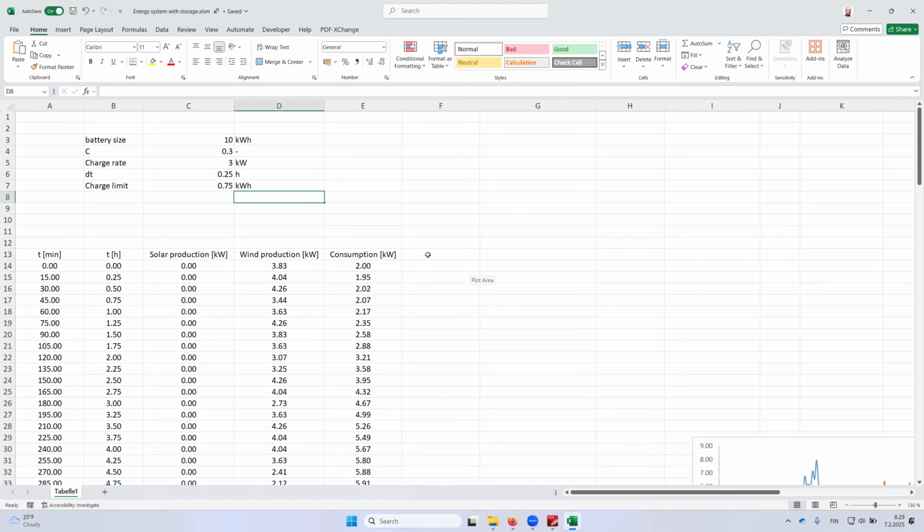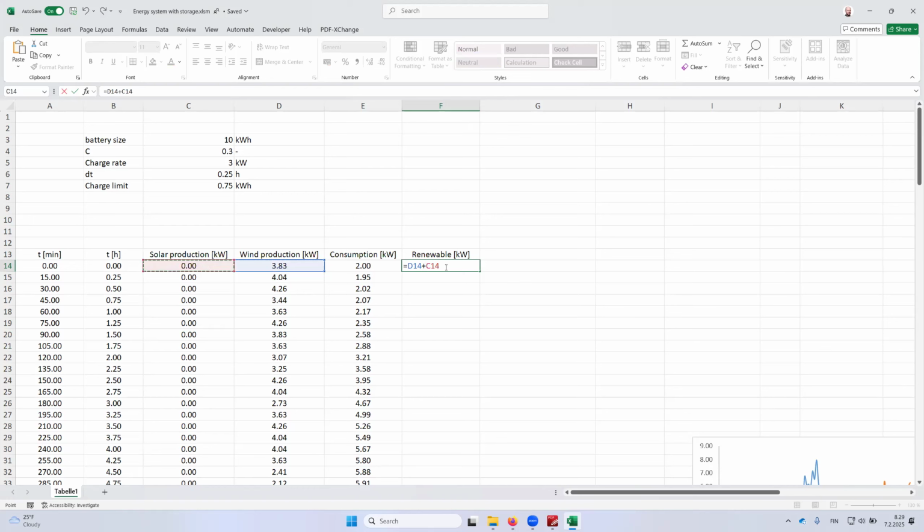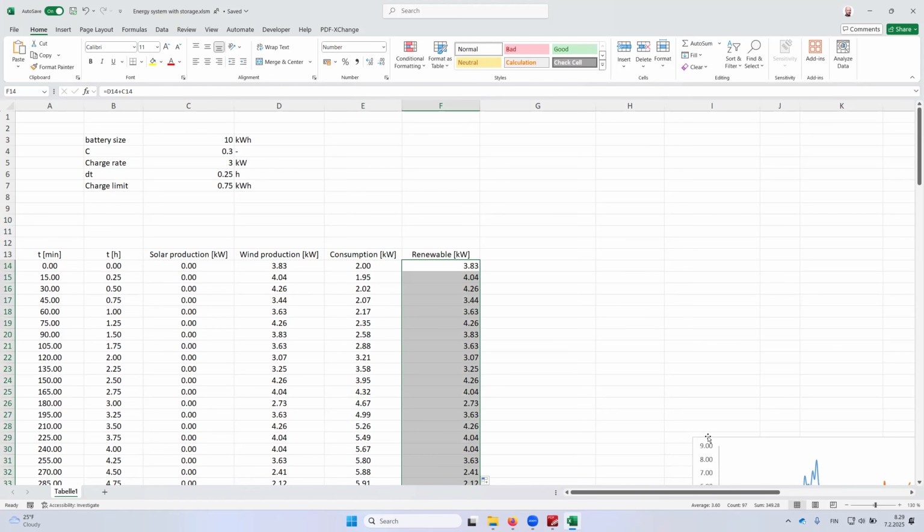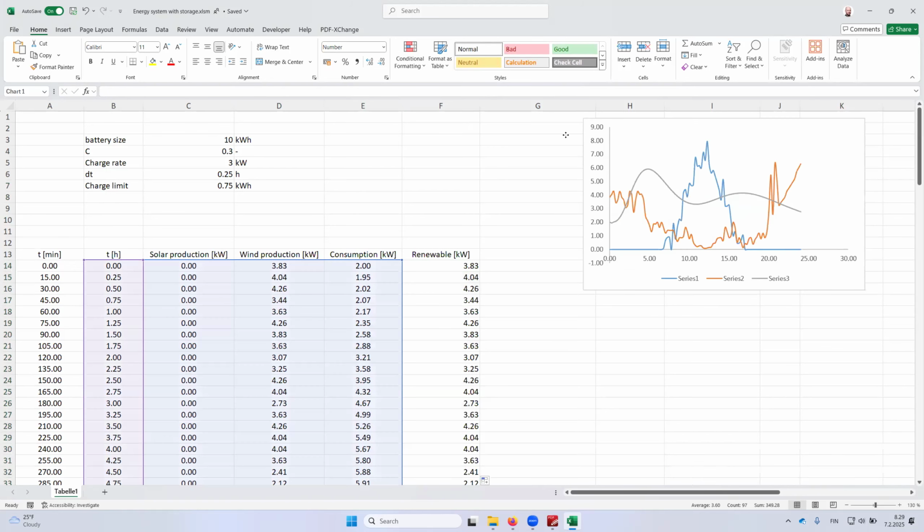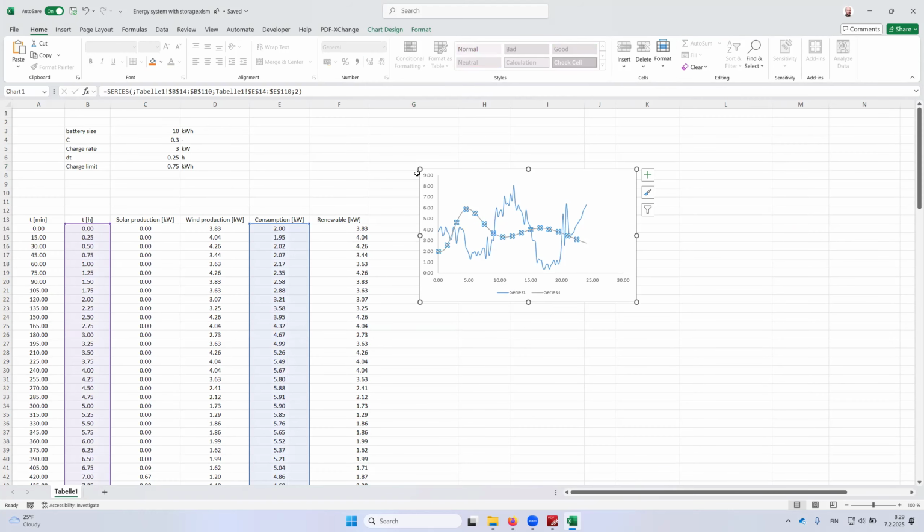So at first, let's start looking at this data. And what we can do is start calculating the renewable production. Renewable in kilowatts is going to be wind plus solar. So again, if I'm going to see it in here, I can change this one to include both wind and solar.